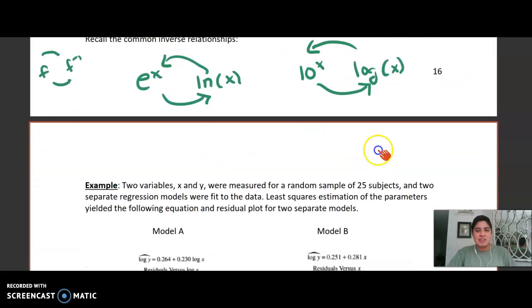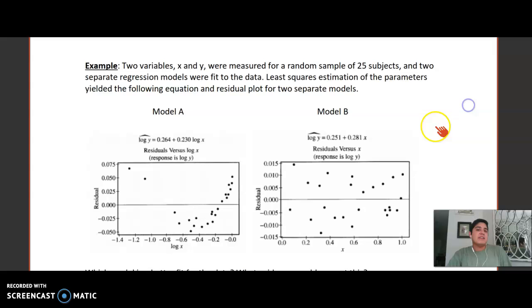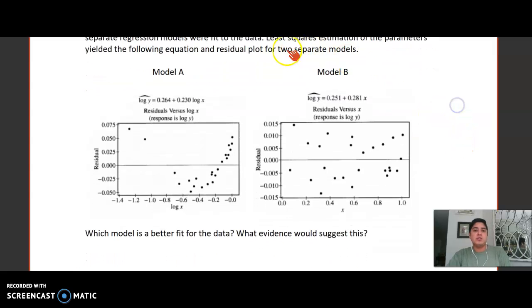We're just going to look at some examples here. So 2 variables, x and y, were measured for a random sample of 25 subjects, and 2 separate regression models were fit to the data. Least squares estimation of the parameters yielded the following equation, and residual plots for 2 separate models.